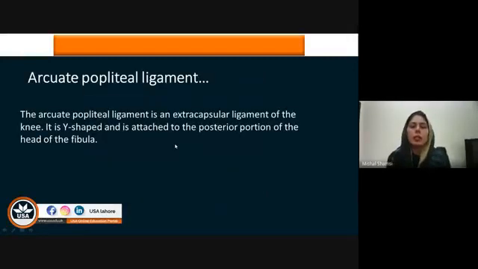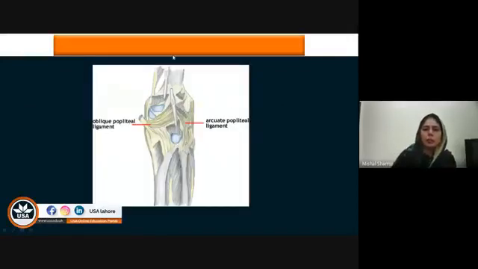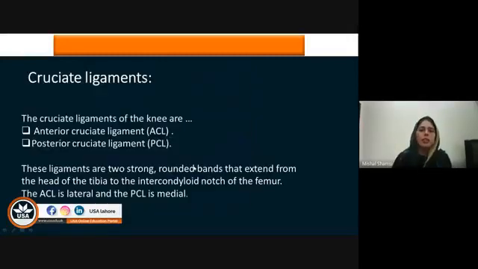The next ligament is the arcuate popliteal ligament. It is also not so important, same as the oblique popliteal ligament. Basically, this is an extracapsular ligament that is present outside the capsule. It's Y-shaped and attached to the posterior portion of the head of the fibula. So this is the arcuate popliteal ligament, and this is the posterior aspect of the joint shown in the picture.